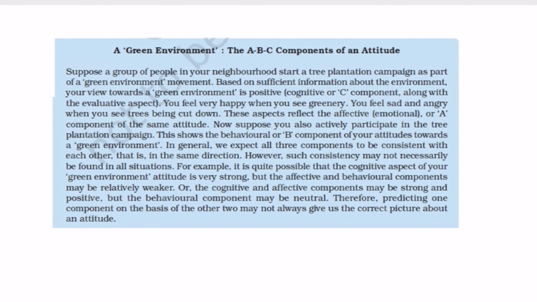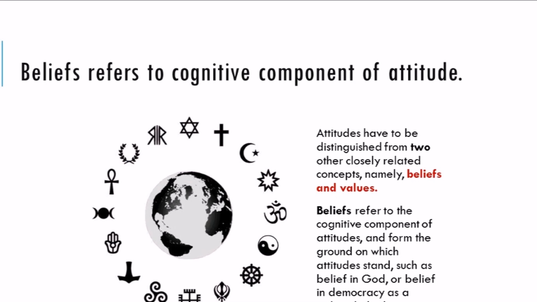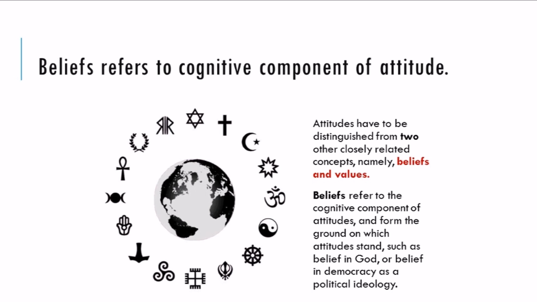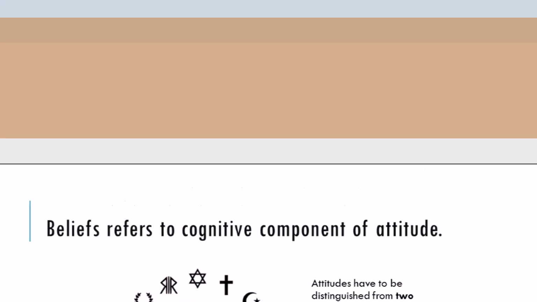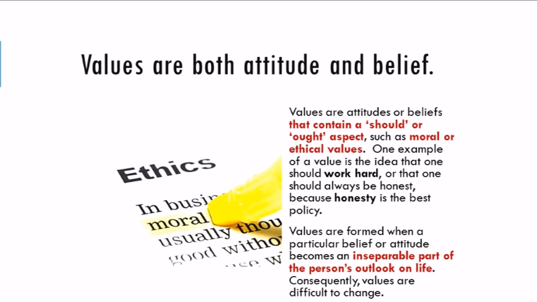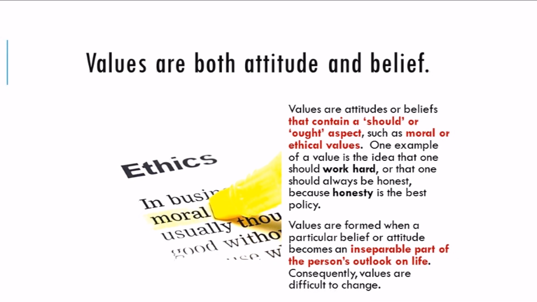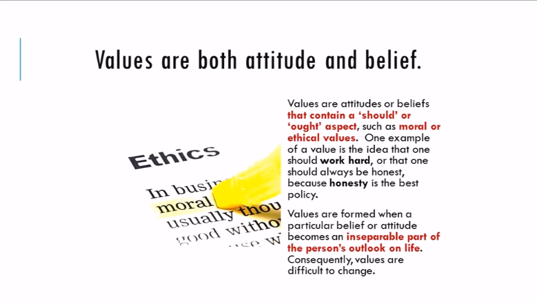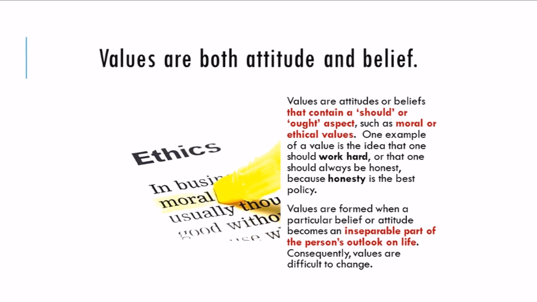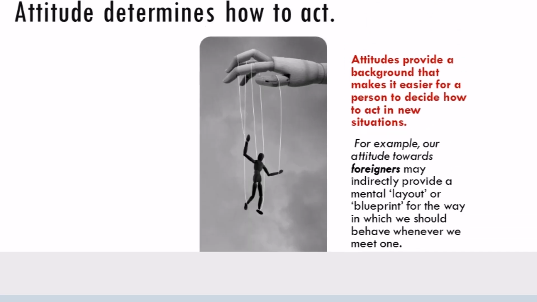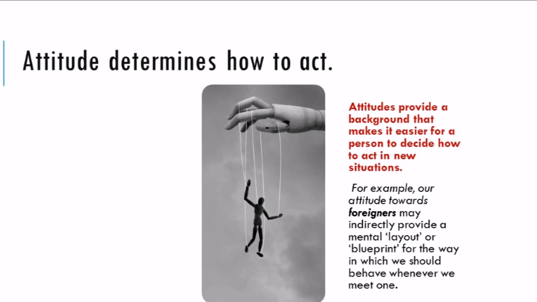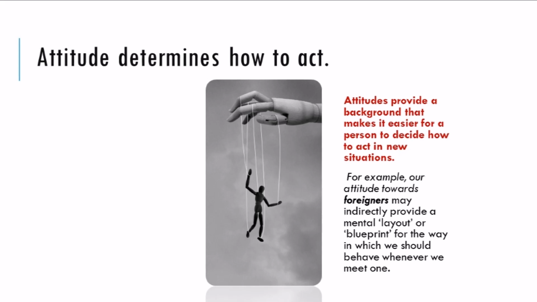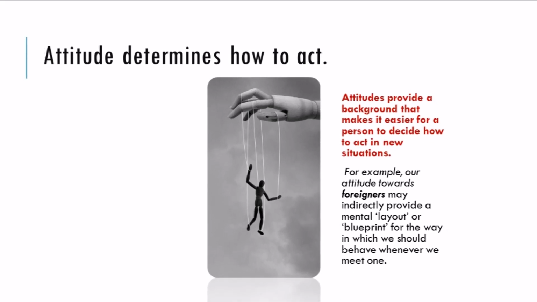Beliefs and values. Beliefs refer to the cognitive component of attitudes. They form the foundation of attitudes, such as believing in democracy or in a higher power. Values are both attitudes and beliefs that contain a should or ought aspect, such as moral or ethical values. For example, the belief that one should work hard or always be honest reflects values that are deeply ingrained and difficult to change. Function of attitudes. Attitudes provide a framework that helps us decide how to act in new situations. For instance, our attitude toward foreigners can shape how we behave when meeting someone from another country.